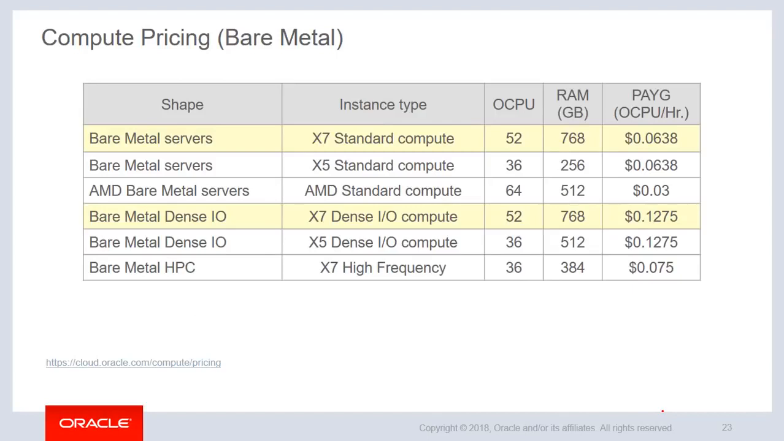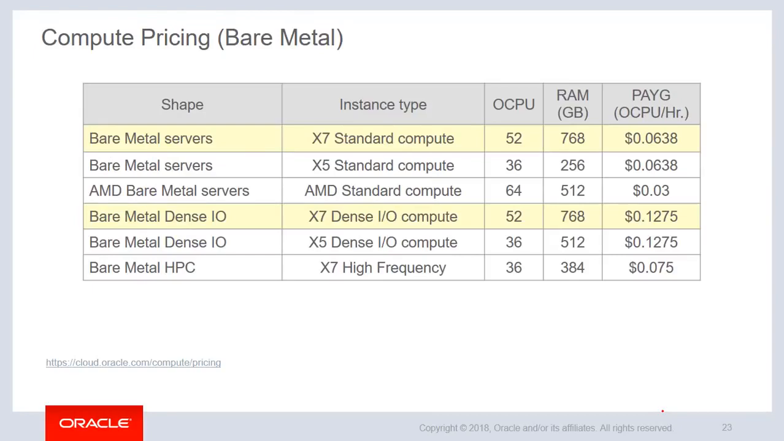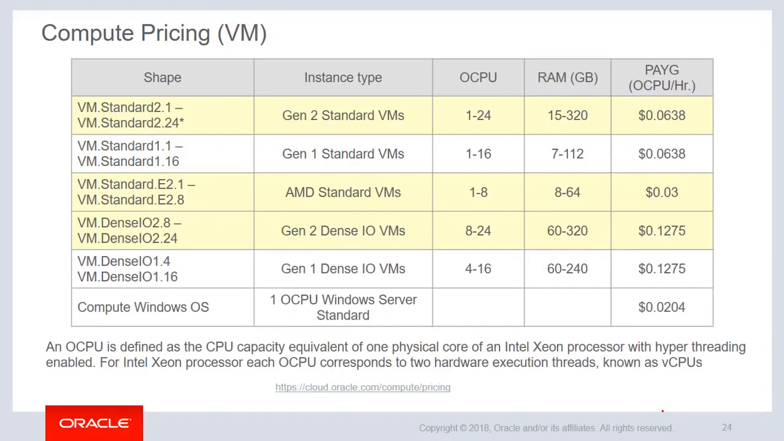This is the pricing for the compute instances. The pricing is based on OCPU per hour, and you can see it's 6.38 cents per OCPU per hour. You can look at the pricing for the virtual machine, and the pricing for the bare metal is similar, based on the OCPU per hour. And you can look up the pricing for GPU.